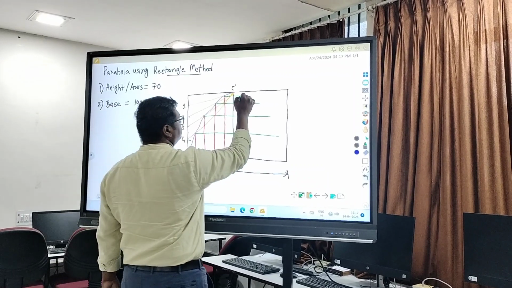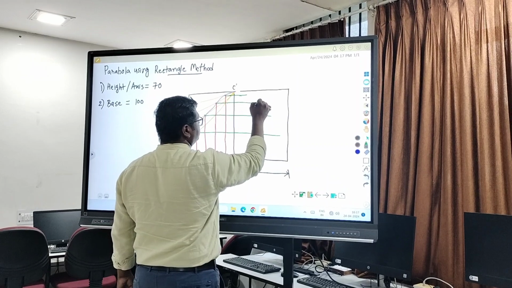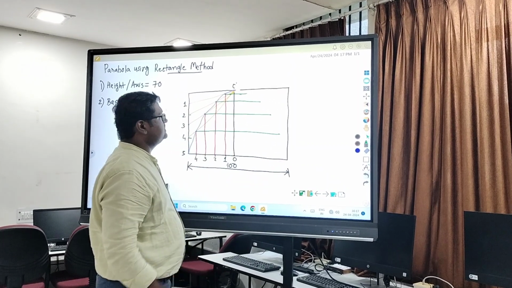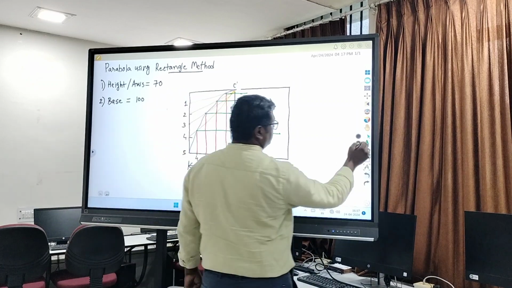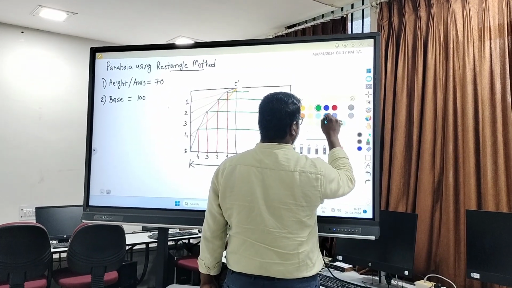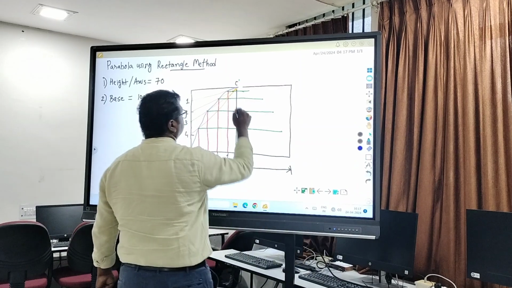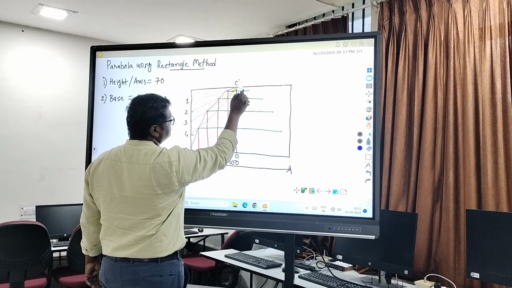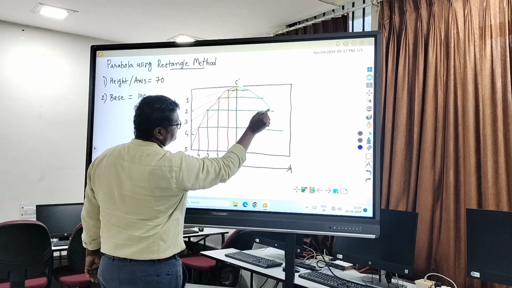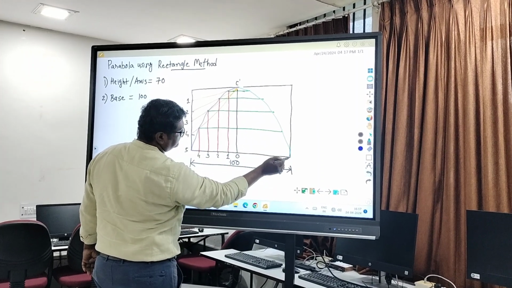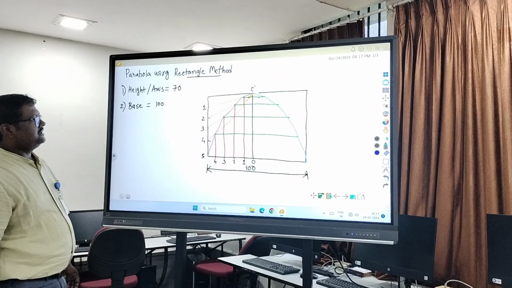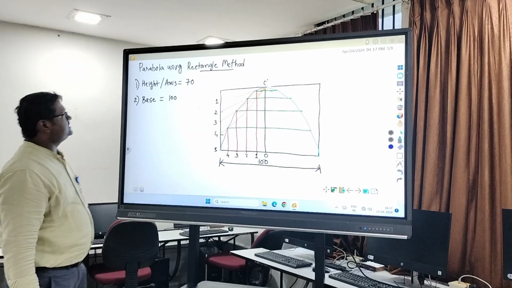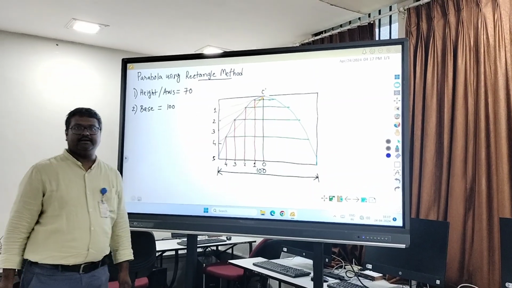So these are all the points on the other side of the rectangle that represent points on the parabola, and you can complete the parabola by joining them again with a smooth curve. So this is how you can complete the other half of the parabola. So this is the parabola using the rectangle method.